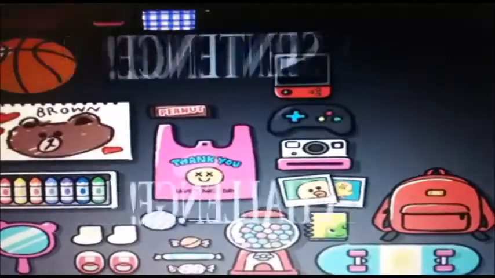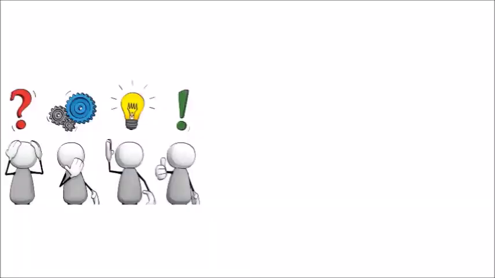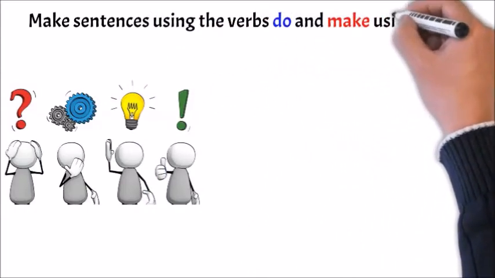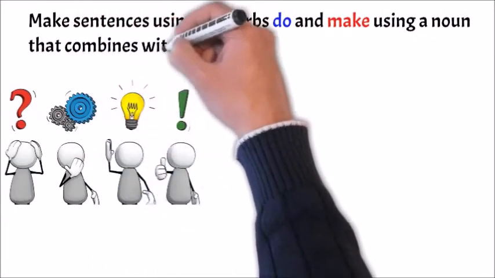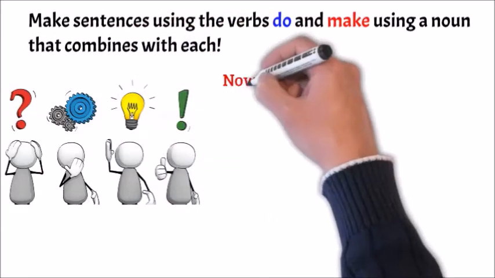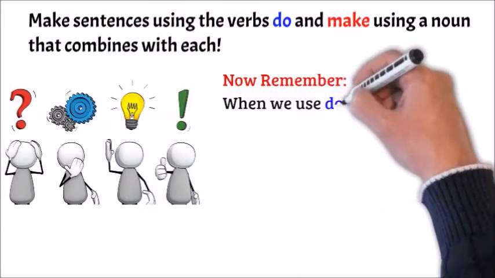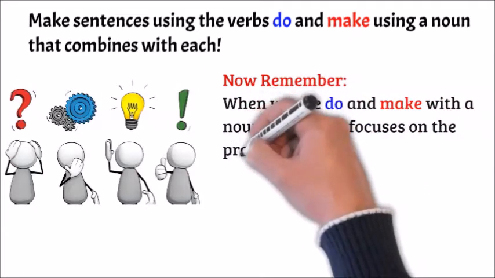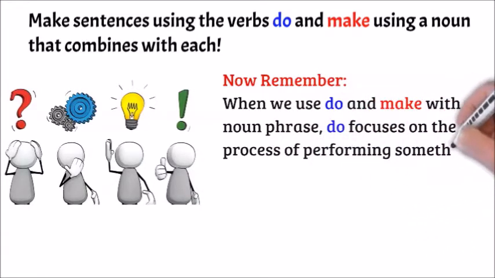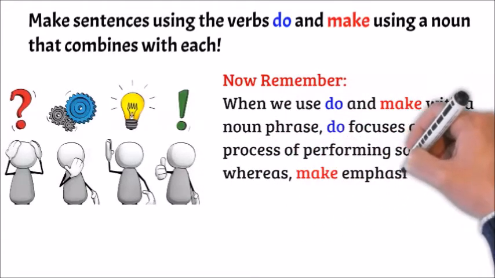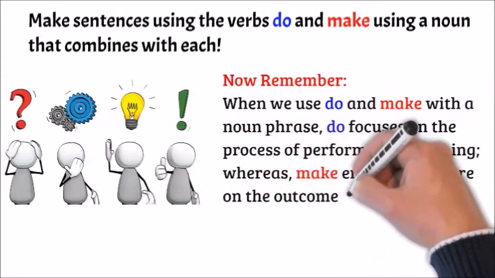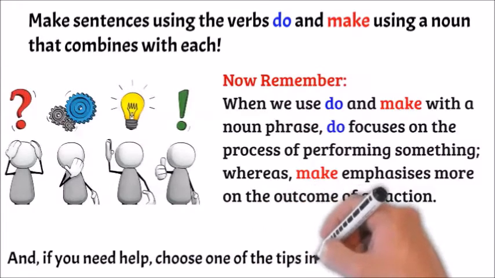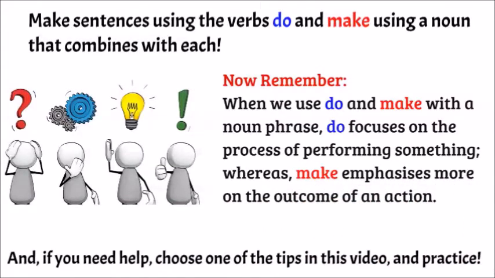Now for this week's sentence challenge. Make a sentence using the verbs do and make, using a noun that combines with each. Now remember, when you use do and make with a noun phrase, do focuses on the process of performing something, whereas make emphasizes more on the outcome of an action. And if you need help, choose one of the tips in this video and practice.